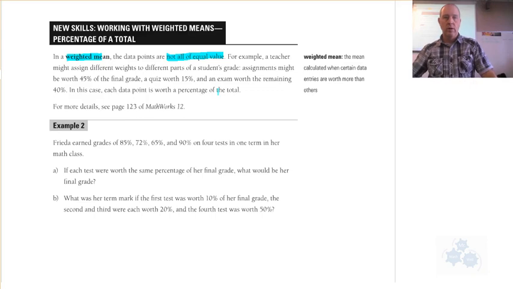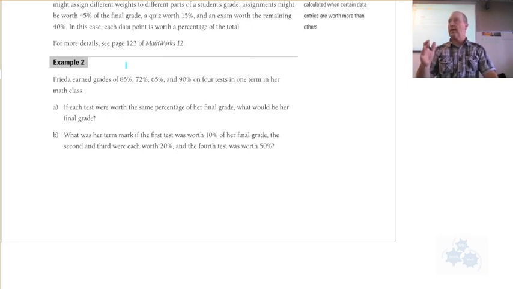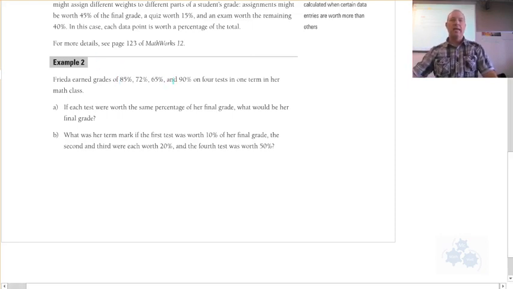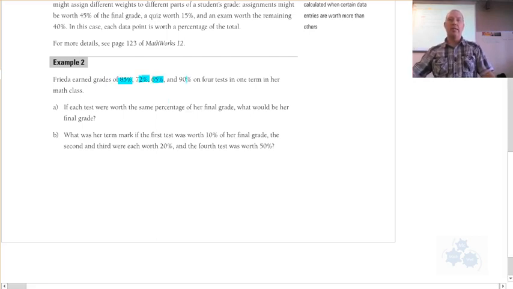All right? So here's the example. Frida earned grades of 85, 72, 65, and 90 on 4 tests in 1 term in her math class. If each test were worth the same percentage of her final grade, what would be her final grade? Well, if they're each worth the same, then you just find an average, just like a regular average. An 85 and a 65 have the same importance, because they're both exams. So you could simply find a regular arithmetic mean. Add them up, there's 4 of them, divide by 4. You're done.